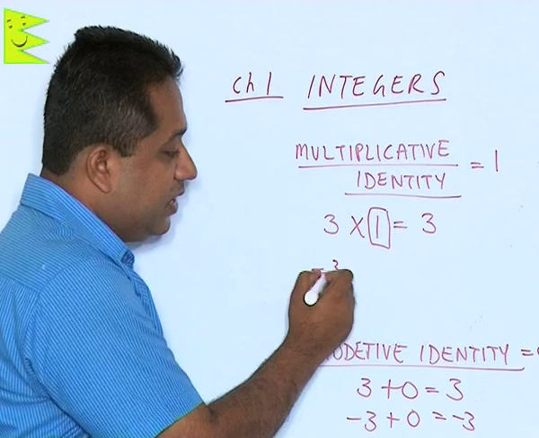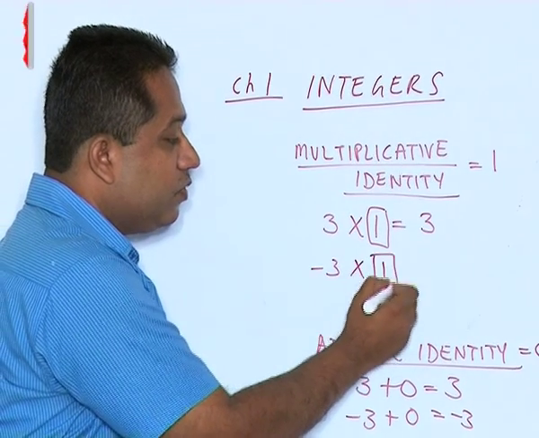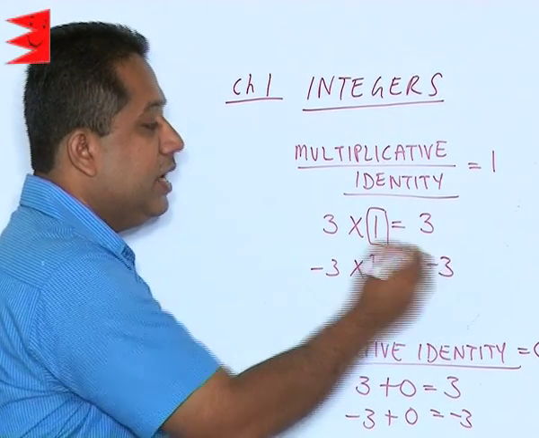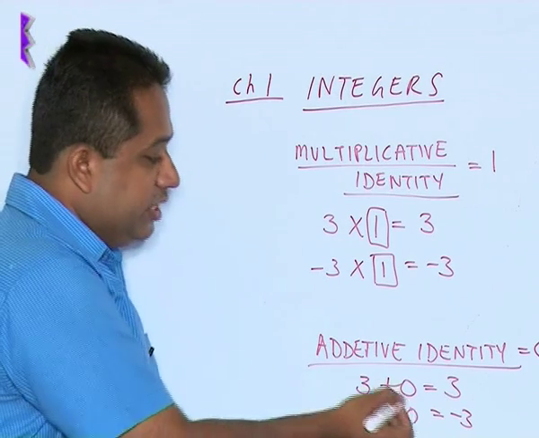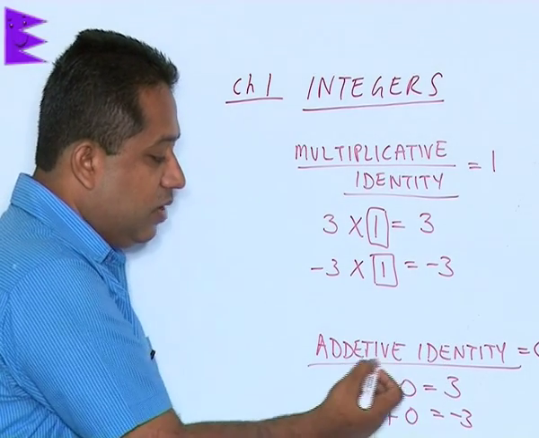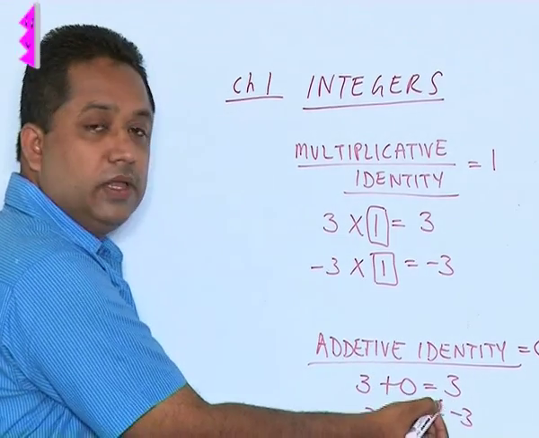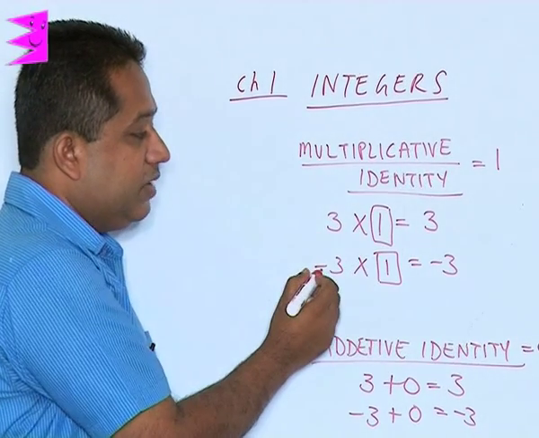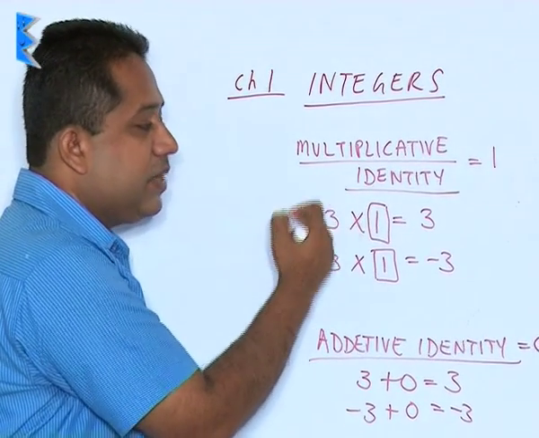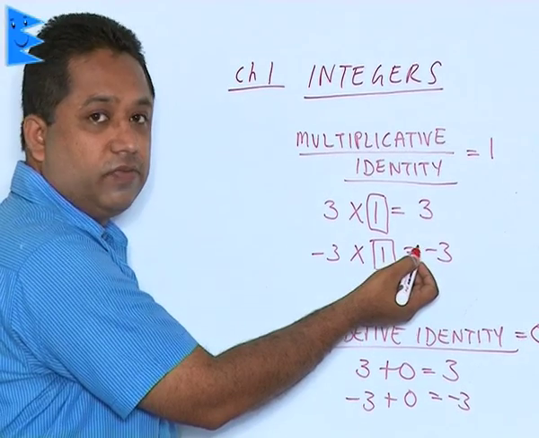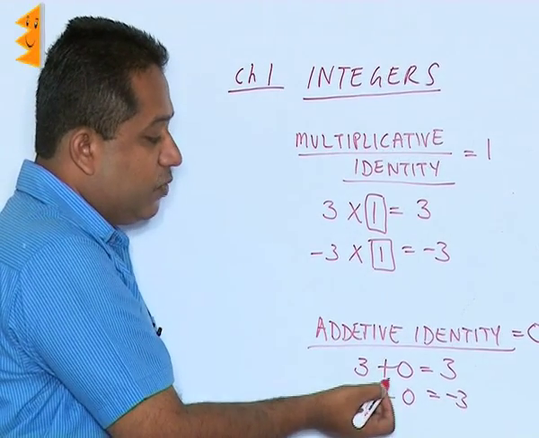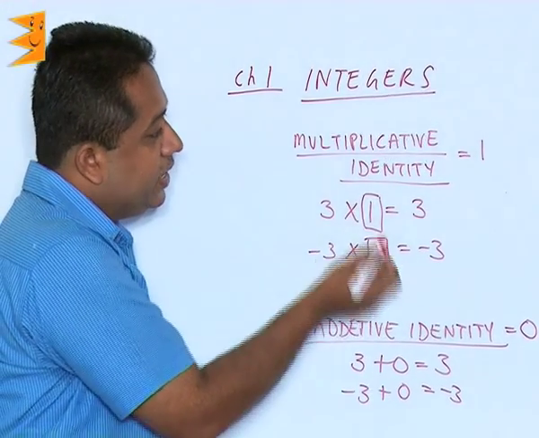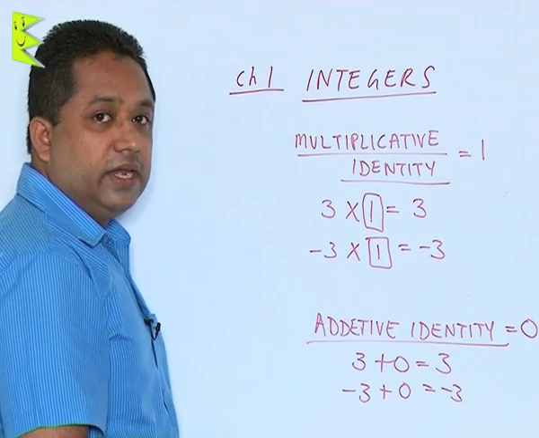We take minus 3 and multiply it by 1. So what happens? Again we get the number minus 3. So 0 is an additive identity because 0 added to the number will give the number, and 1 is called the multiplicative identity because 1 multiplied by any number will give you the number itself. So we have to know what is the additive identity and what is the multiplicative identity.